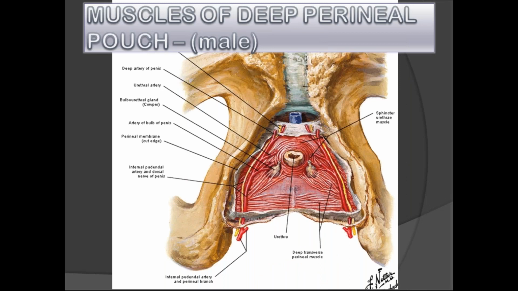In case of male, this is urethra, right? This is a perineal membrane. So perineal membrane cut here, and you can see the deep perineal pouch seen from inferior view. Identify pubic symphysis, inferior pubic ligament. So urethra is surrounded by sphincter urethrae, and this is the deep transverse perineae, transverse perineae profundus.